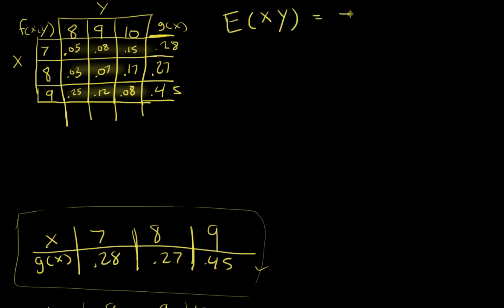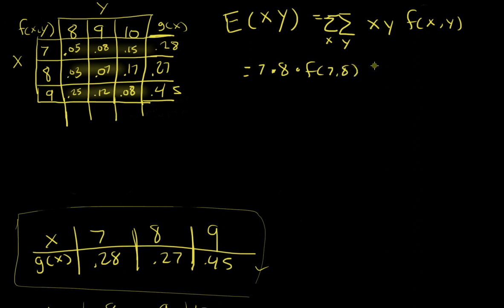Well, in general, in a discrete probability distribution function, it is the sum of x, y times f of x, y. I need a sum over both x and y. So I could start doing this. Start with 7 times 8 times f of 7, 8. Plus, just keep on going like this.